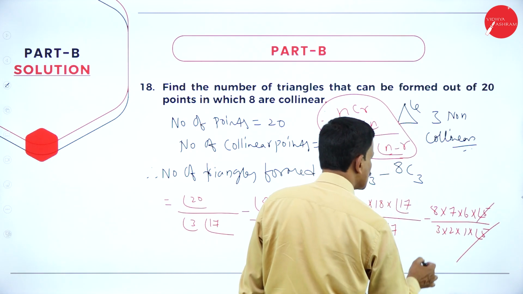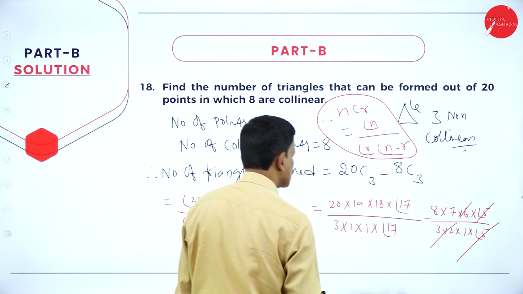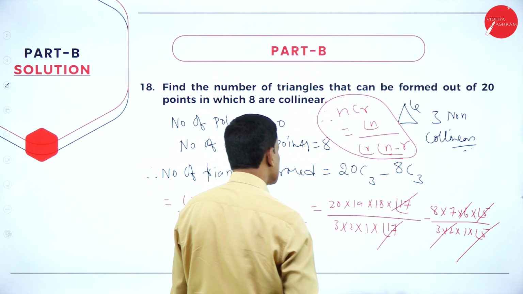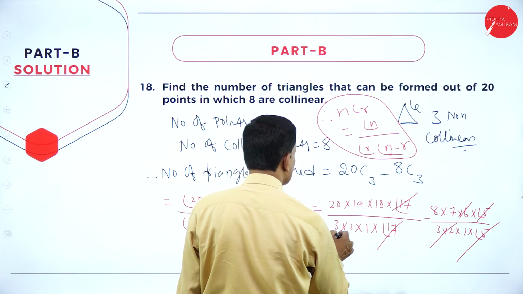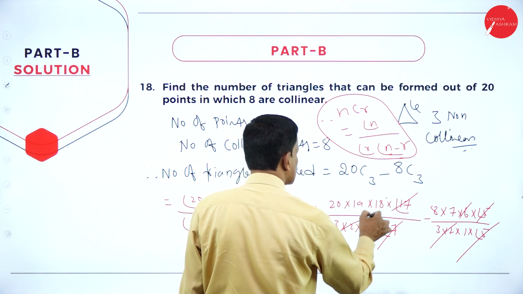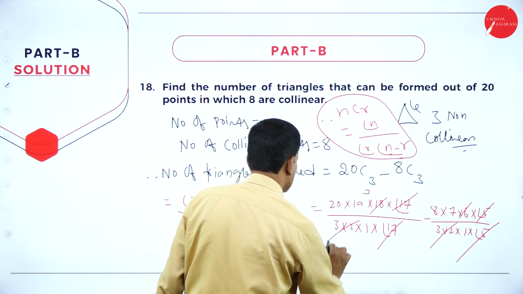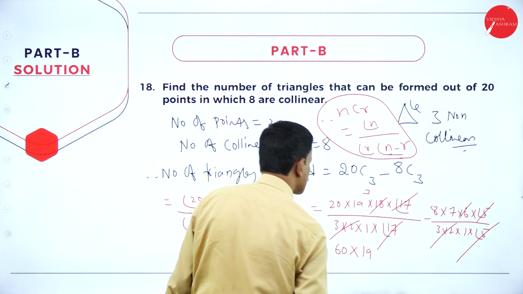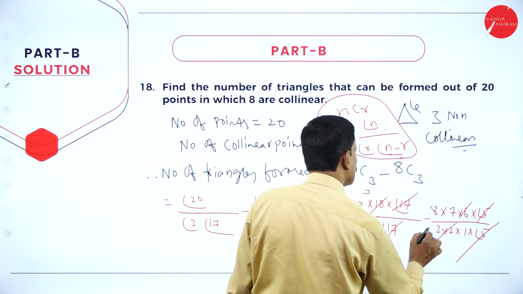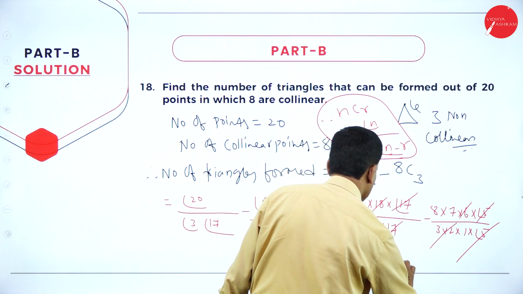5 factorial gets cancelled, 3 2s are 6 gets cancelled, 17 factorial gets cancelled, again divide it. So 3 2s are 6, 6 3s are 18. 20 into 3 is 60, 60 into 19 minus 8 into 7.